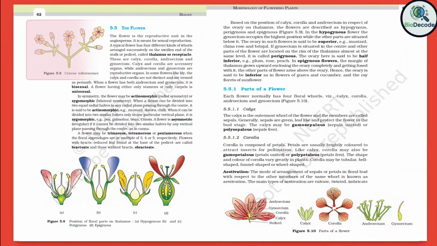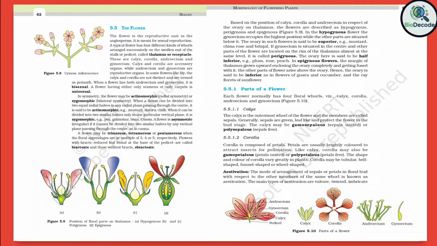Figure 5.8. Cymose inflorescence. This figure illustrates cymose inflorescence, where the main axis terminates in a flower, limiting further growth, and subsequent flowers develop from lateral buds. The oldest flowers are at the top or center, showing basipetal development. Examples include sunflower and hibiscus. This arrangement ensures a defined flowering pattern.